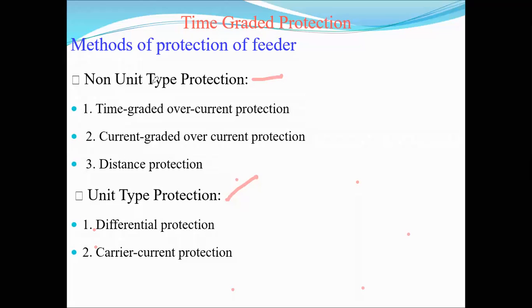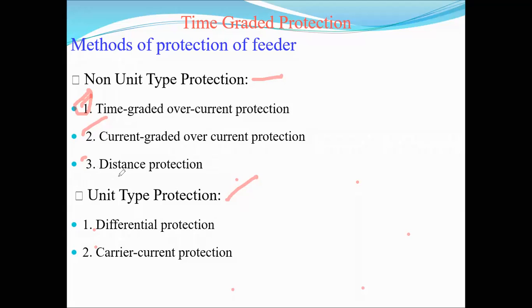Again, the non-unit type of protection is divided into time gradient over current protection, next the current gradient over current protection, and next the distance protection. We already studied the time gradient over current protection. That is a non-unit type of protection. Next one is the current gradient over current protection, and then the distance protection.